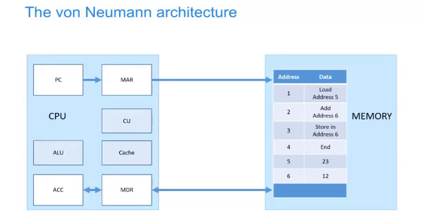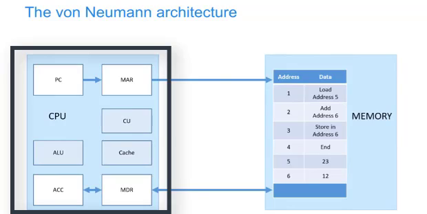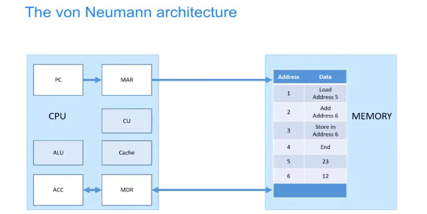The von Neumann architecture has key characteristics. The central processing unit consists of the following components: the arithmetic logic unit, which performs calculations and logical decisions. It has a control unit, which sends signals to control how data moves around the CPU. It has a cache, which provides fast access to frequently used instructions and data. It has a program counter, which holds the address of the next instruction in the memory.